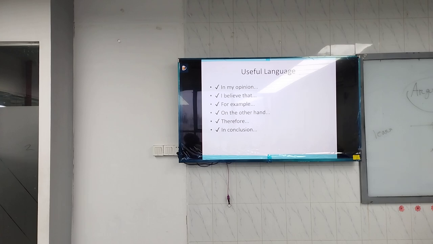Please don't use your mobile phone. You can't see? Then sit down here on the front bench. Or you can simply sit here. Don't use your mobile phone, okay?